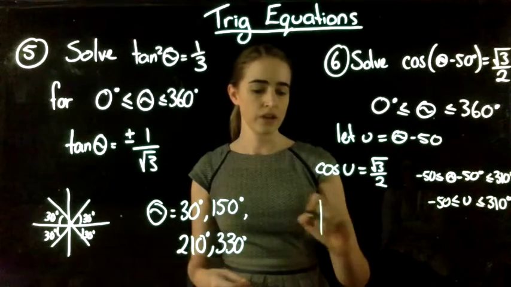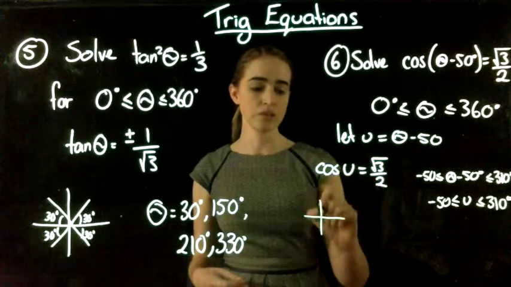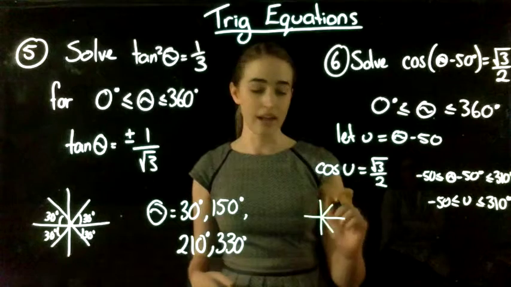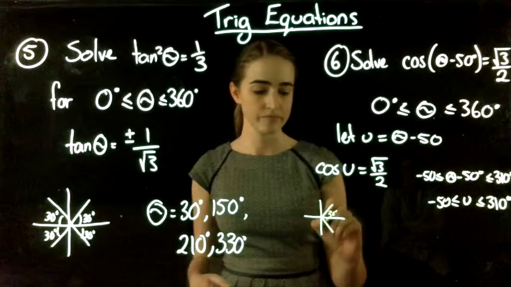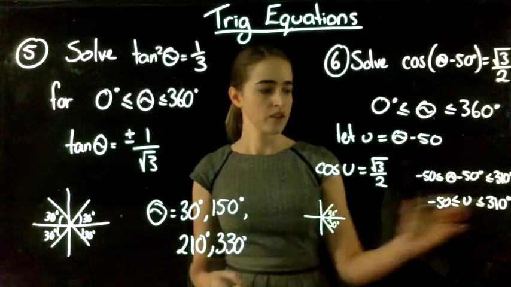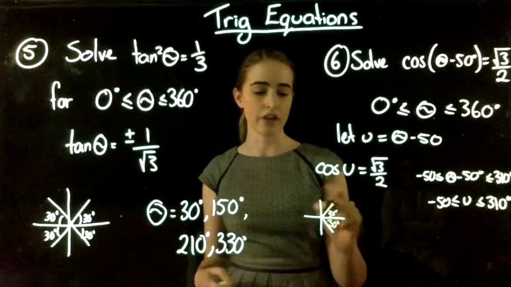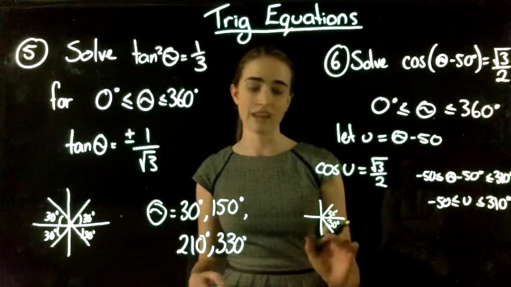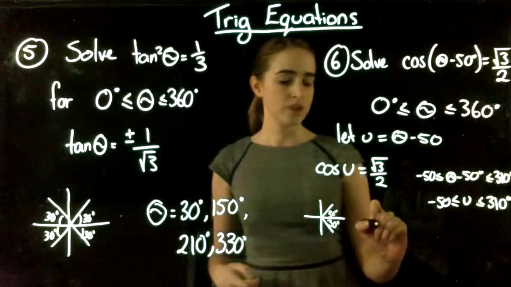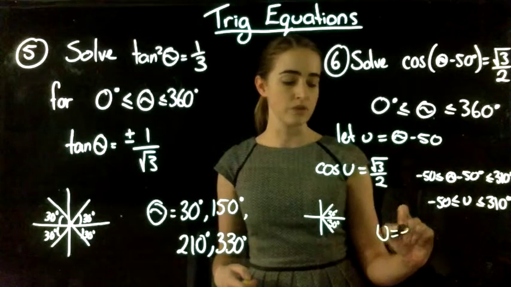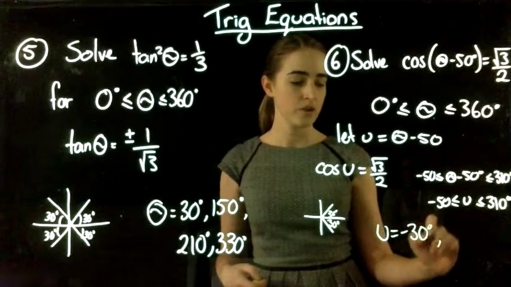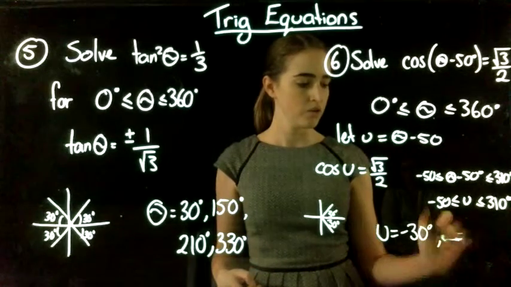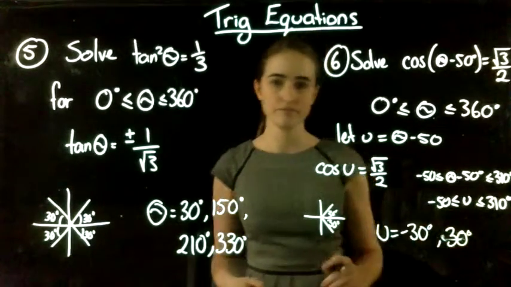So if we draw our diagram, cos is positive, so it's going to be in one of these quadrants here, and our related angle is 30 degrees. So looking with our boundary, we've got our 30 degrees, and we've also got minus 30 degrees, because our domain starts at negative 50. So our solutions for u are going to be u equals minus 30 degrees, or u equals 30 degrees.